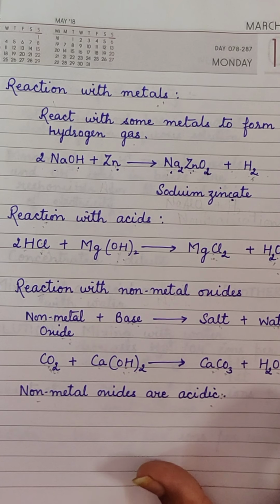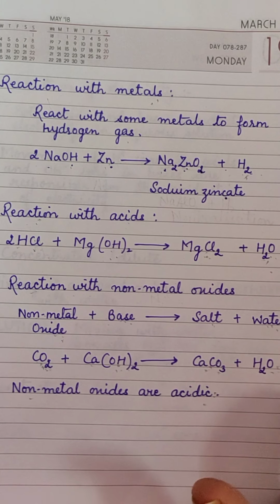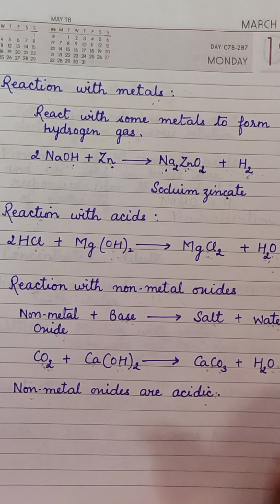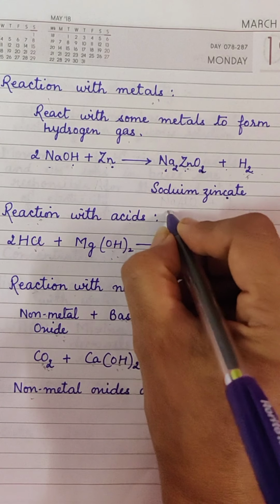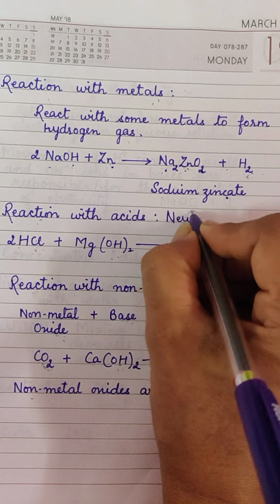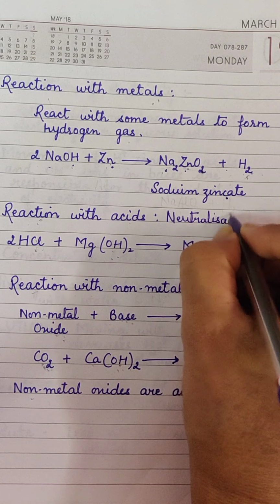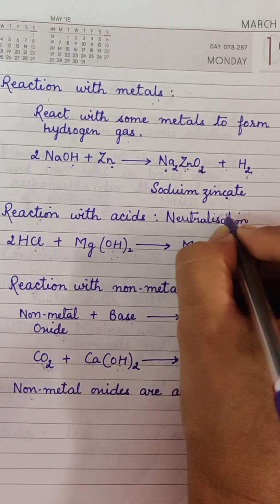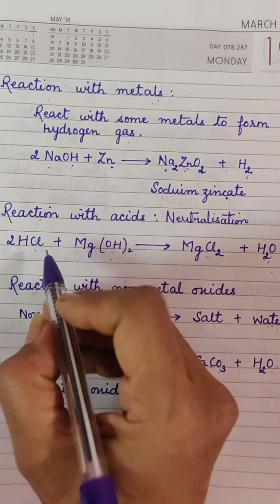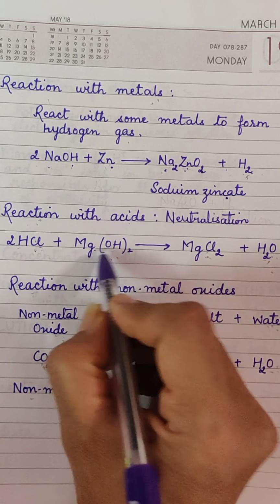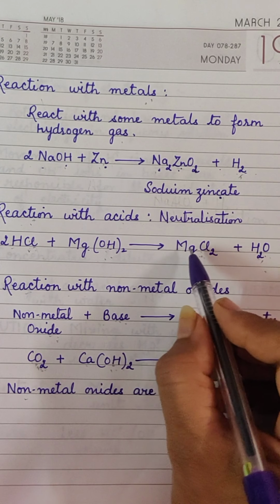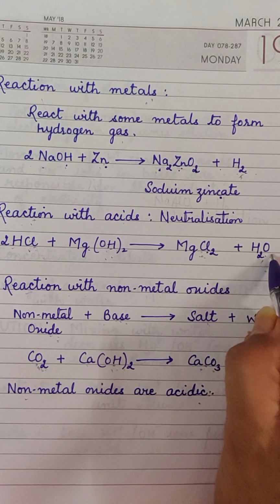Okay, the reaction of acids with bases. This is the neutralization reaction which we have studied so many times. The reaction of an acid with a base to form salt and water. So hydrochloric acid reacts with magnesium hydroxide, they will form salt, magnesium chloride, and water.